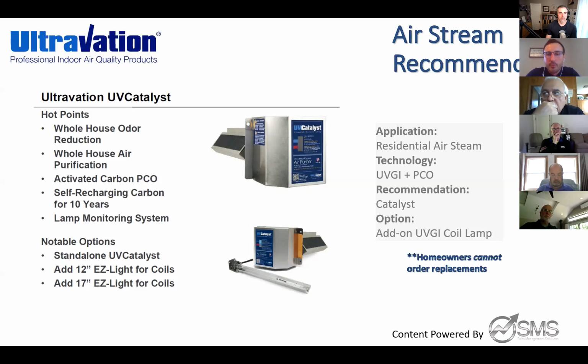Now, the downside of going with a UV catalyst, it doesn't do ionization. But if you go back to the Orion, you could always add the Orion to your system. So you could do the UV catalyst, then you could add the Orion as well. And with this, you do have the ability to add a 12 or a 17-inch light to treat the coils as well.